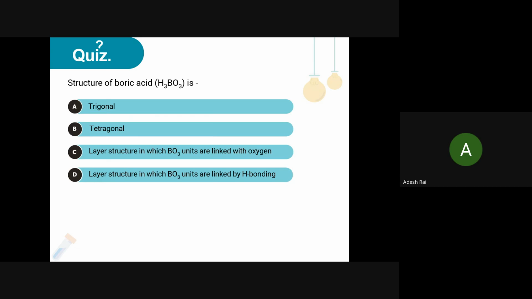Structure of boric acid, H3BO3. What will be the structure? D. Tell me properly, what should be the correct answer?